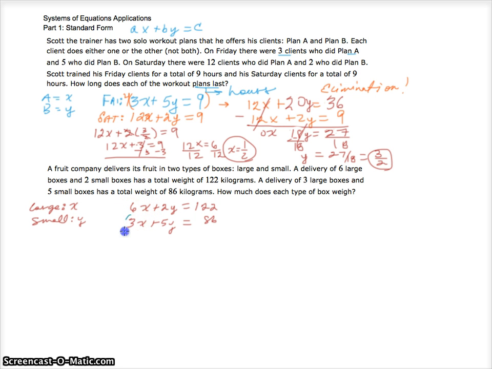6 and 3 are really close in common multiples. Since 3 goes into 6, I'm just going to multiply this one by 2 to turn the 3 into 6. So I'm going to be left with 6x plus 2y equals 122 on top. And then on the bottom I get 6x plus 10y equals 172. Since these are the same signs, I'm going to subtract them. 6 minus 6 is 0x. 2 minus 10 is negative 8y.